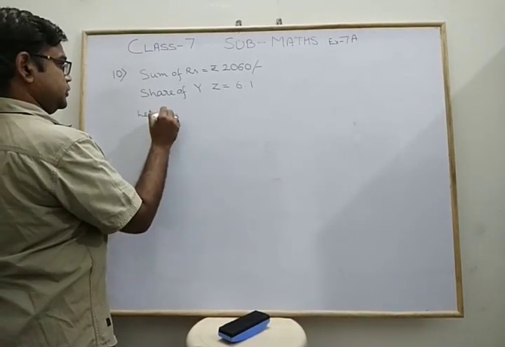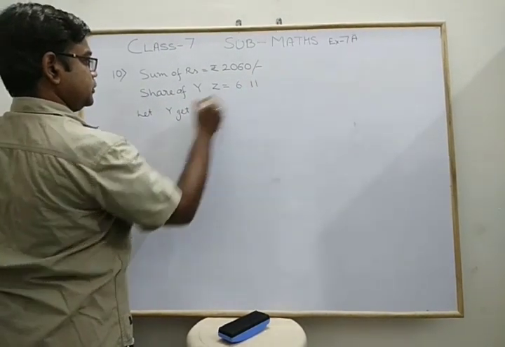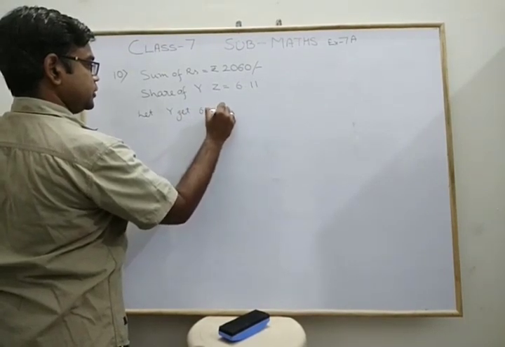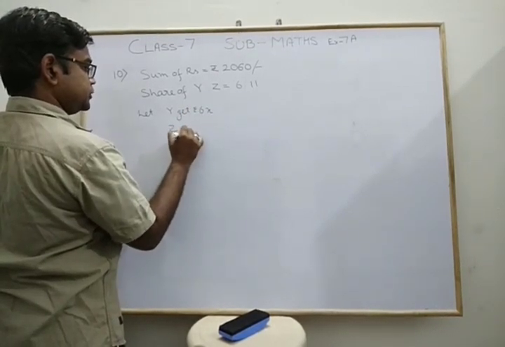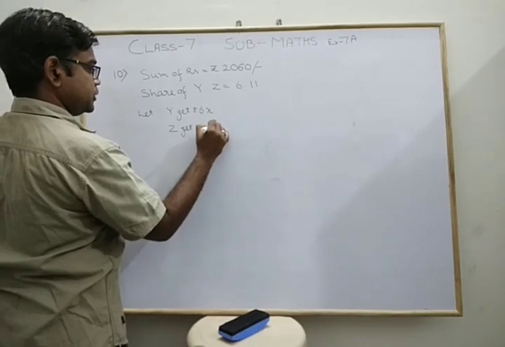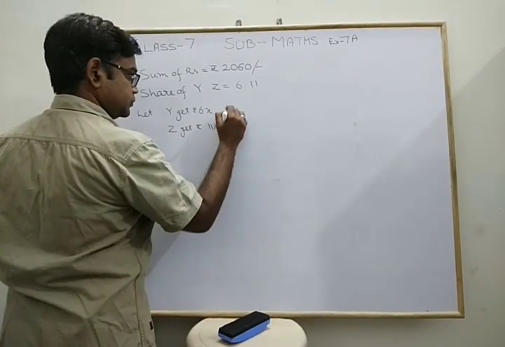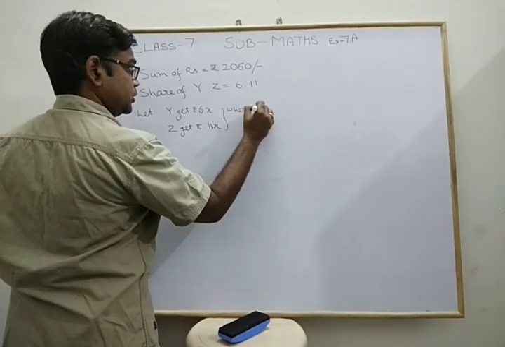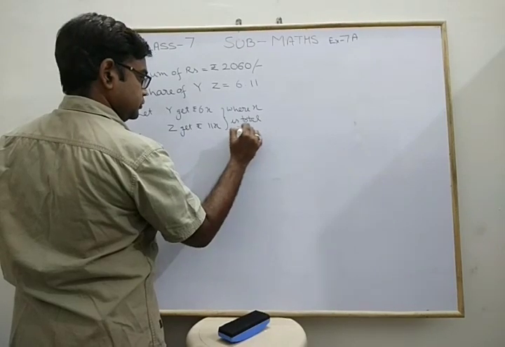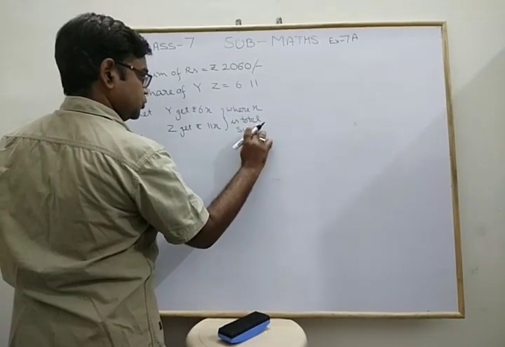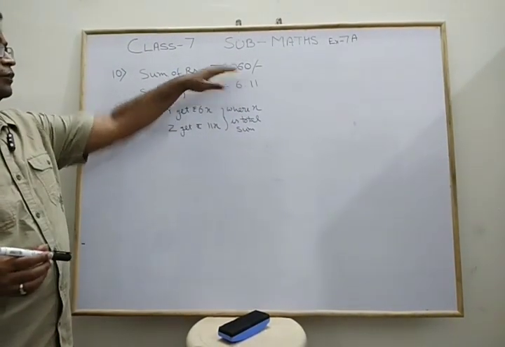Let y get rupees 6x and z get rupees 11x. Now, what is this pair? x is the total sum. We are not going to solve this part first, but we assume it.